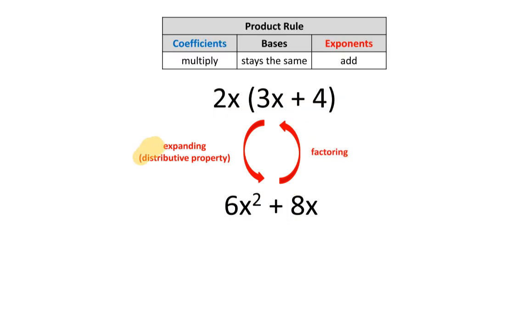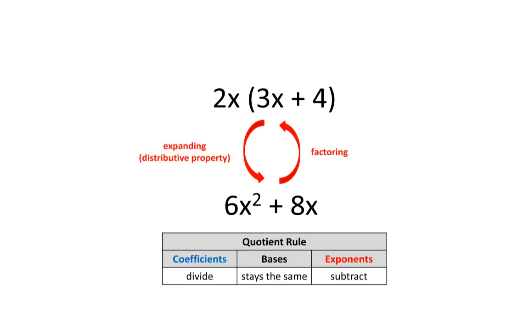If you remember, expanding involved using the product rule, where coefficients were multiplied, bases stayed the same, and exponents were added. Since factoring is the opposite of expanding, instead of using the product rule, you will be using the quotient rule, where coefficients are divided, bases stay the same, and exponents are subtracted.